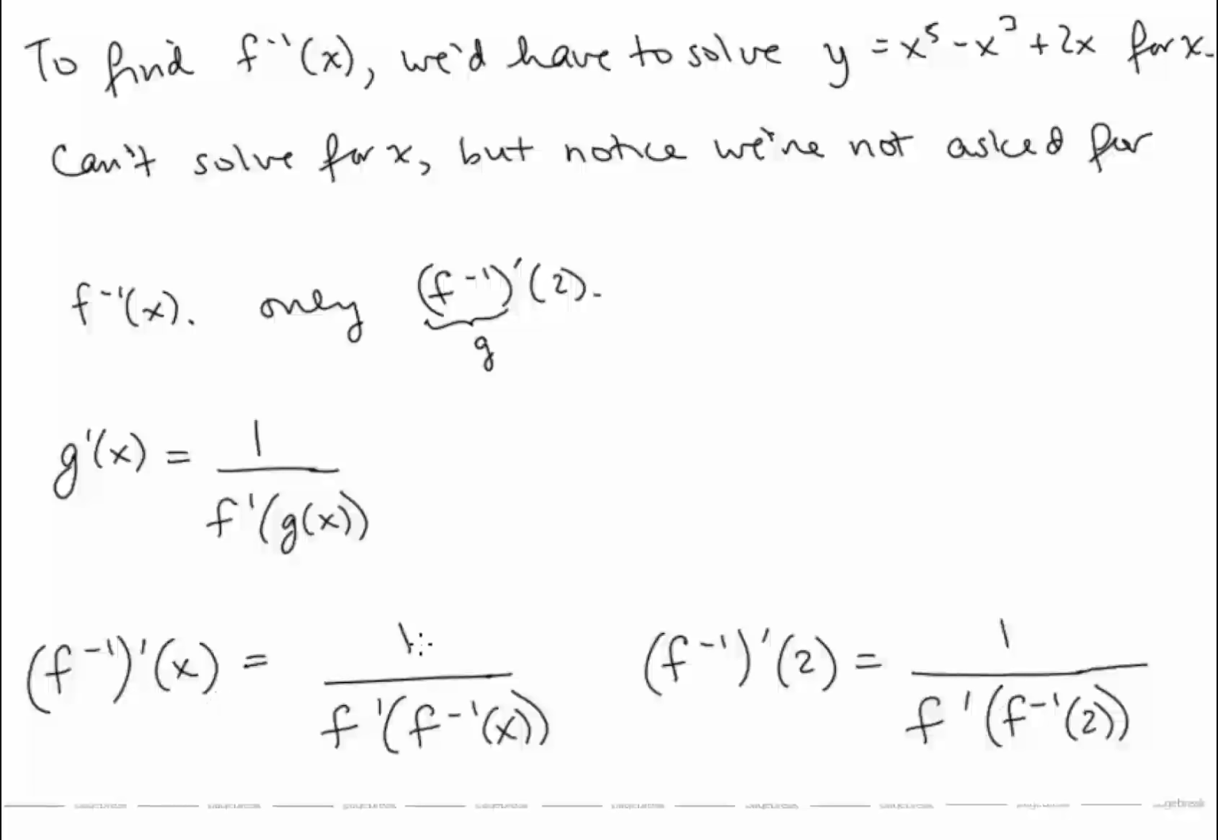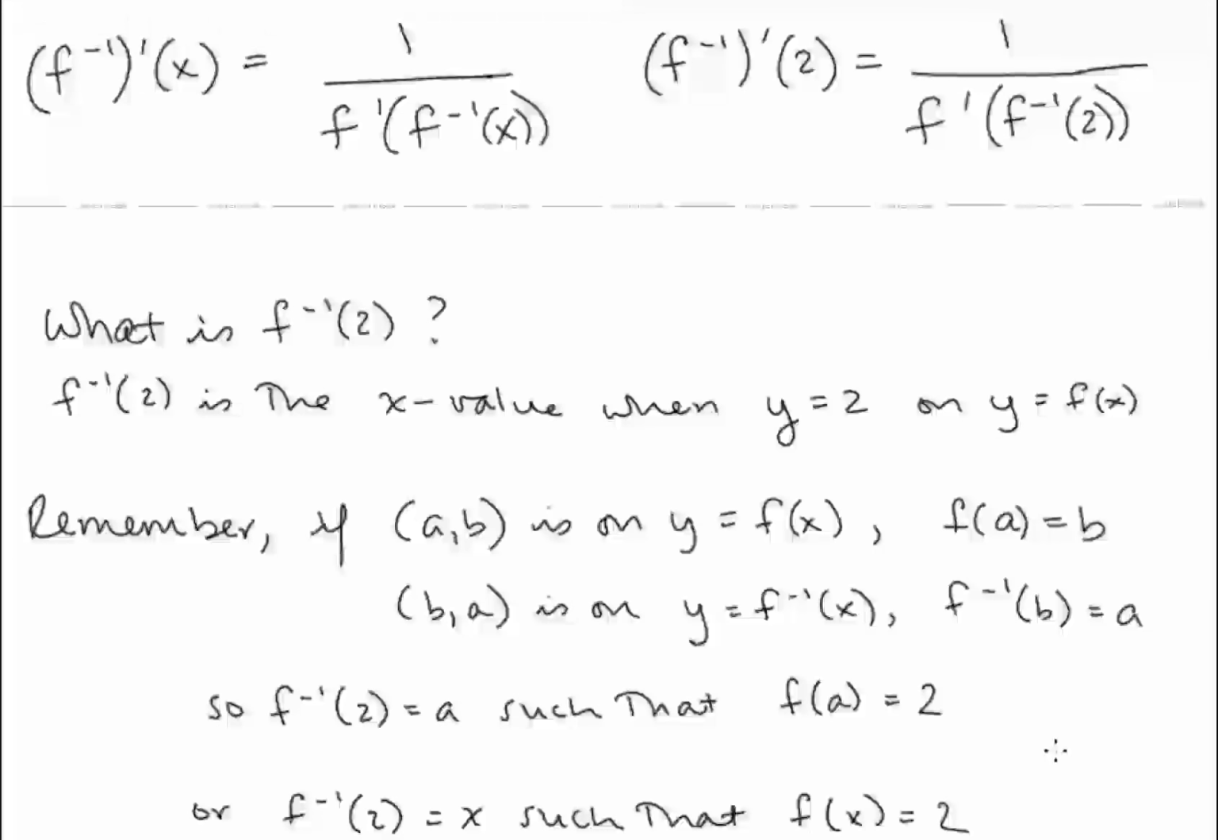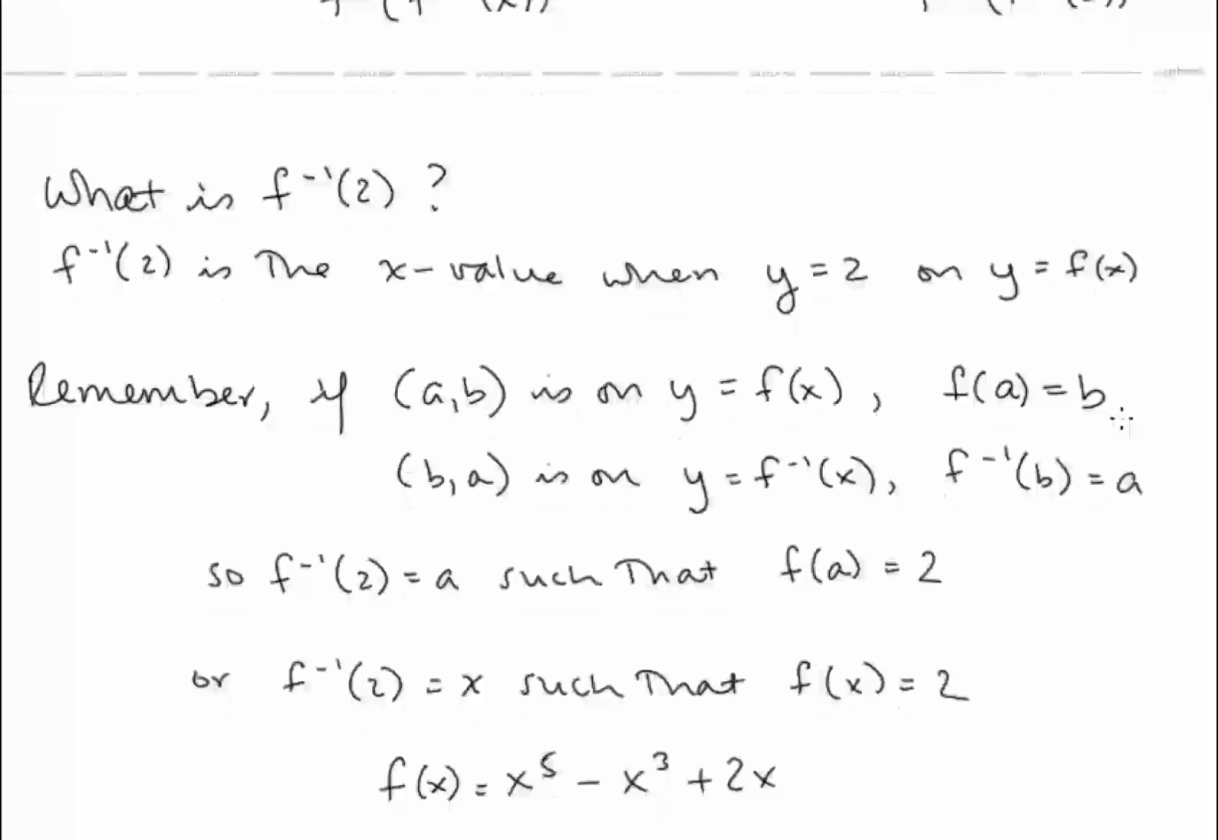So f inverse prime of x is 1 over f prime of f inverse of x. We want to find f inverse prime of 2. So that's going to be 1 over f prime of f inverse of 2. So we need to figure out what's f inverse of 2, and then what's f prime of that value. What is f inverse of 2? F inverse of 2 is the x value when y is equal to 2 on y equals f of x. It's the x value corresponding to y equals 2.